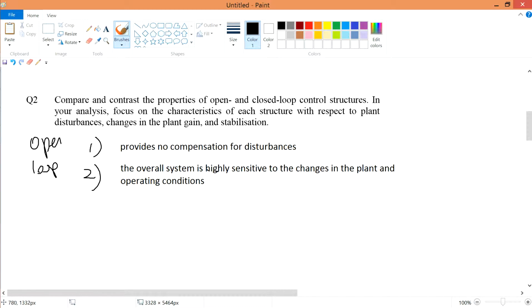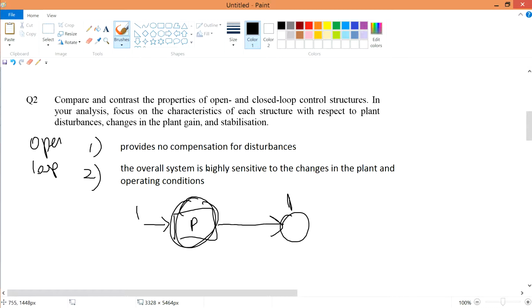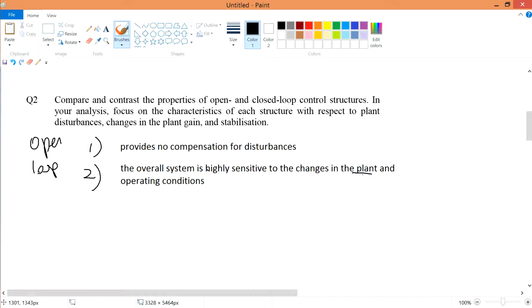For the first one, it's highly sensitive to the changes in the plant because if you input a certain signal to the plant, and the plant changes, your output is going to be something else. If you input 1 and you want your output to be 1, however the plant changes and multiplies your input, and it becomes 2. Therefore it's very sensitive to the changes of your plant. So if the plant itself is very unstable, you're going to kill yourself. Alright, things like that.